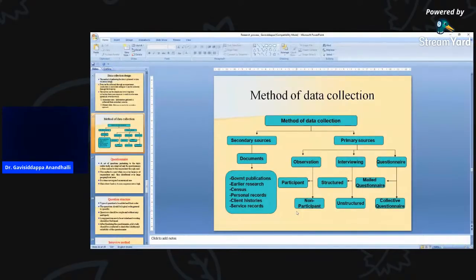Method of data collection involves two steps, divided into two categories. One is secondary sources and the other is primary sources. In the secondary sources, we can collect the data from the secondary sources. It may be documents, government publications, earlier studies, just like a literature survey. Whereas primary sources is the one where you are primarily collecting the data from the respondent directly. So it involves three methods. One is observation, interview, and questionnaire.